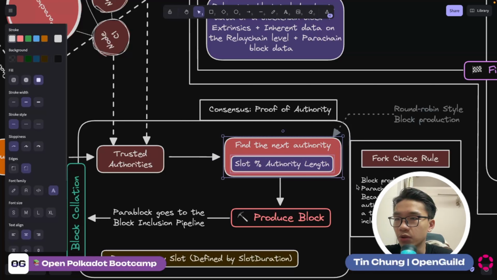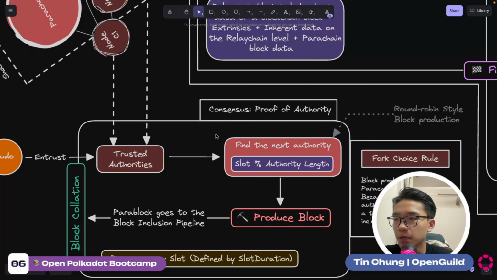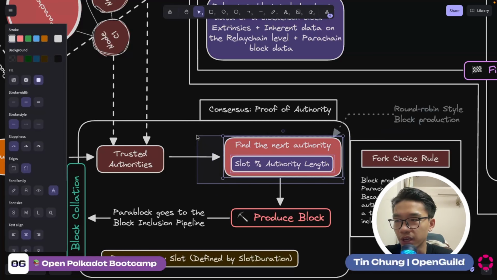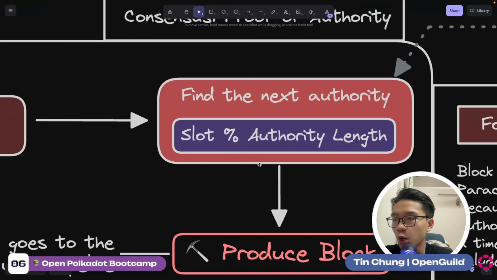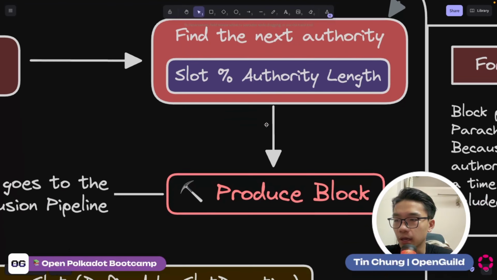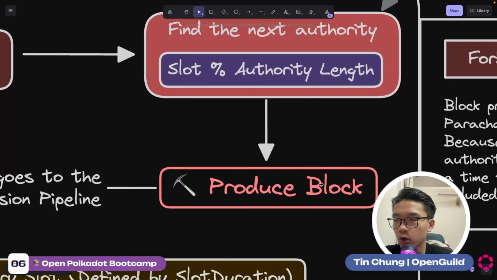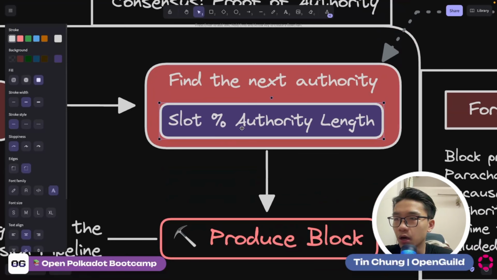This algorithm is based on round robin style. Why does it mean round robin style? Because to select the next index of the authority, the remainder of the operation slot mod authority length will be run, and when you get the index, that authority will be selected and then participate to produce a block. To explain this operation, when it goes to a new slot with the same authority length, then a new authority will definitely be run.